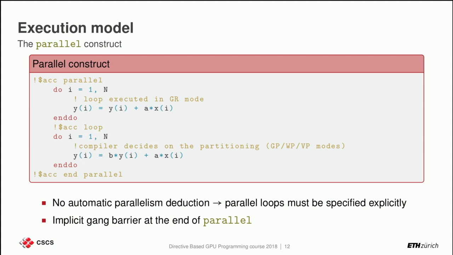Here you can specify ACC loop, and then the compiler will analyze the loop and infer the mode depending on the dependencies. Of course, you can force the compiler to follow a specific parallelization. Another thing is that there is an implicit gang barrier at the end of parallel, meaning that the kernel finishes and the host code waits for the kernel to be finished. We shall see tomorrow how we can avoid this, so as not to wait.